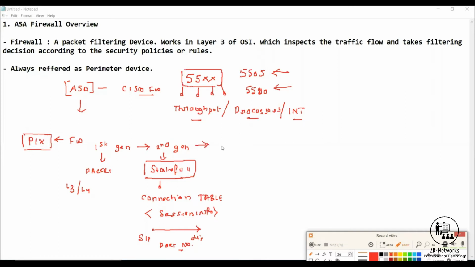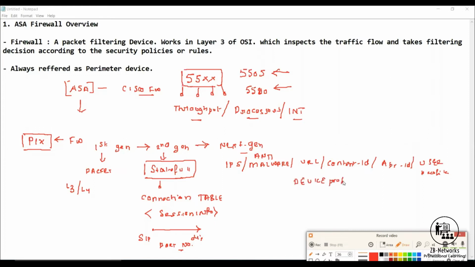Nowadays, after second gen, we call the firewalls next gen. A next gen firewall has inbuilt IPS capability, inbuilt anti-malware detection capabilities, and URL filtering capabilities. You have inspection based on content ID, application ID, and user profile. The things have really changed. Not only that, even device profile. You can inspect a particular traffic going through a firewall not only based on IP addresses or port numbers, but also with multiple other criteria.